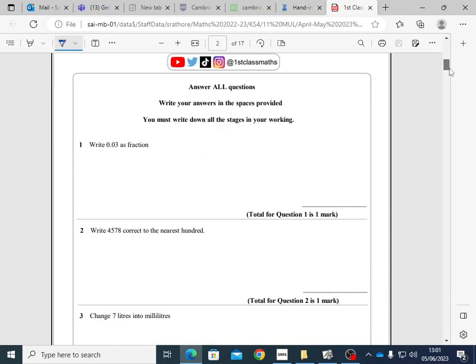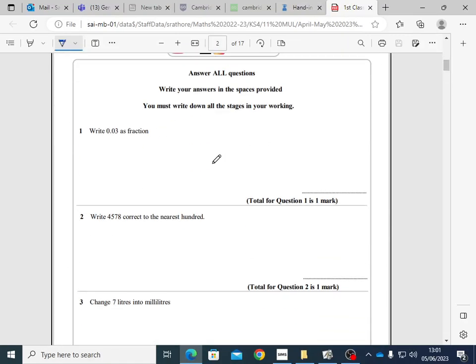Okay, so here we go. So it goes here, write 0.03 as a fraction, that's just 3 hundredths. Okay, this one here, write this to the nearest hundred, that's 1,000. So this is the nearest hundred, so will that be closer to 500 or 600? So it's 4,600. Let's look at the next one.